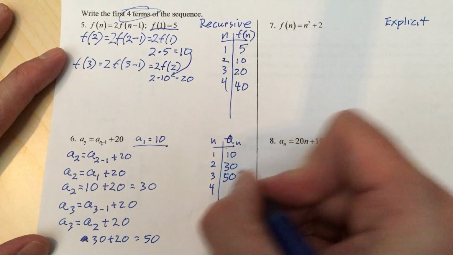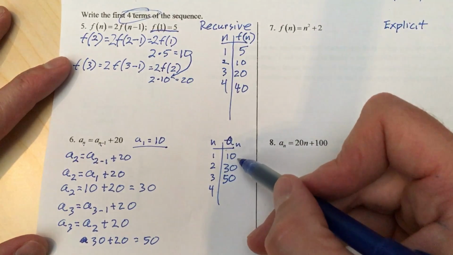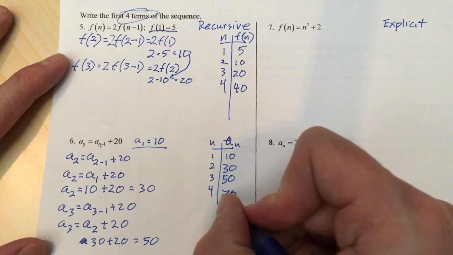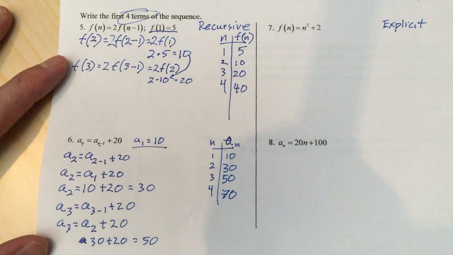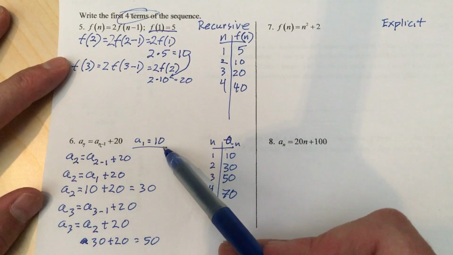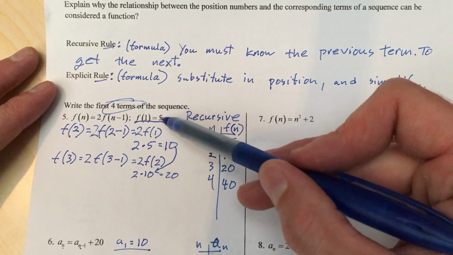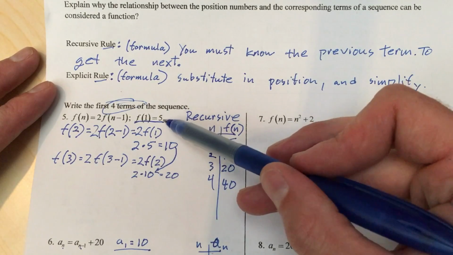And so now I can predict that next one. I've got 10 plus 20 is 30, 30 plus 20 is 50, 50 plus 20 is 70. Okay, so that's the recursive rule. And you have to know the first term for it, or at least the previous term. Okay, so, but in our cases, we're probably going to give you the first term. Okay, so you've got to know the first term.